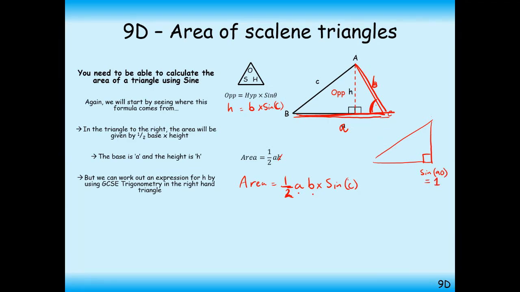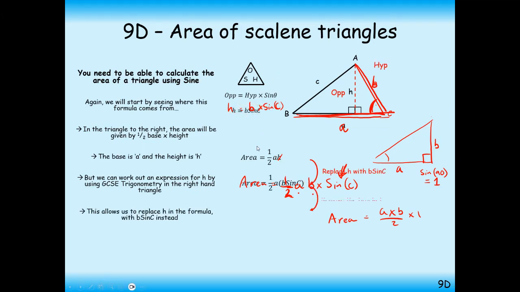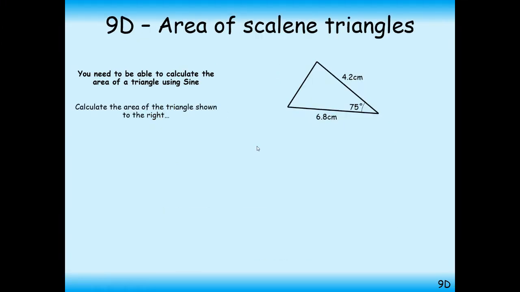If you think about it, this is our a and this is our b. You would do the same thing: a times b divided by 2, and times by 1 wouldn't change it. This is still the area of the triangle. So if it's a scalene triangle, you just need to make sure you multiply by sine of the angle that's embracing those two sides. Let's use this in action and see how it works.